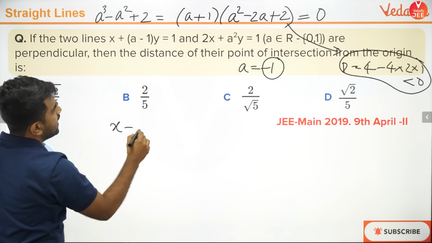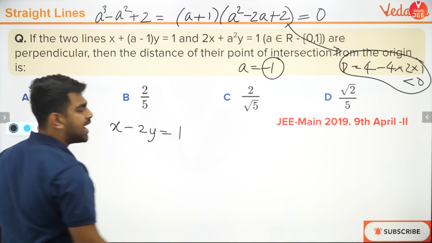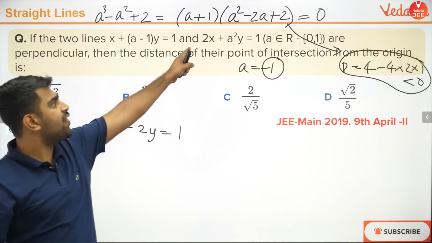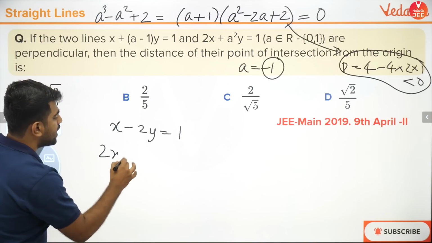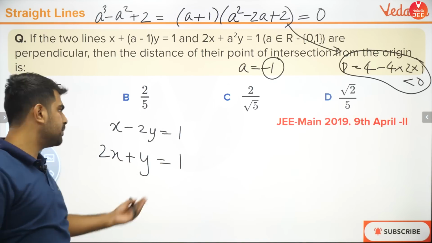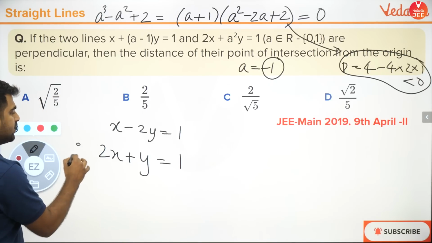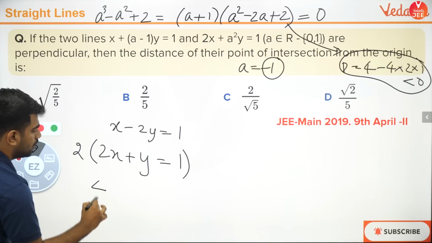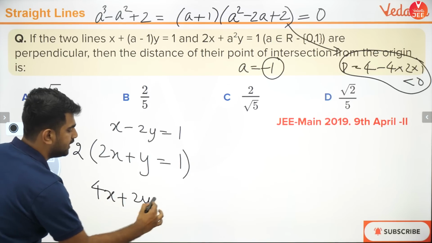So I will get x minus 2y is equal to 1 as one equation. And what is the other equation? The other equation is 2x plus y is equal to 1. That's it. Solve both of them. Your answer is done. So I'll multiply this by 2. What do I get? 4x plus 2y is equal to 2.